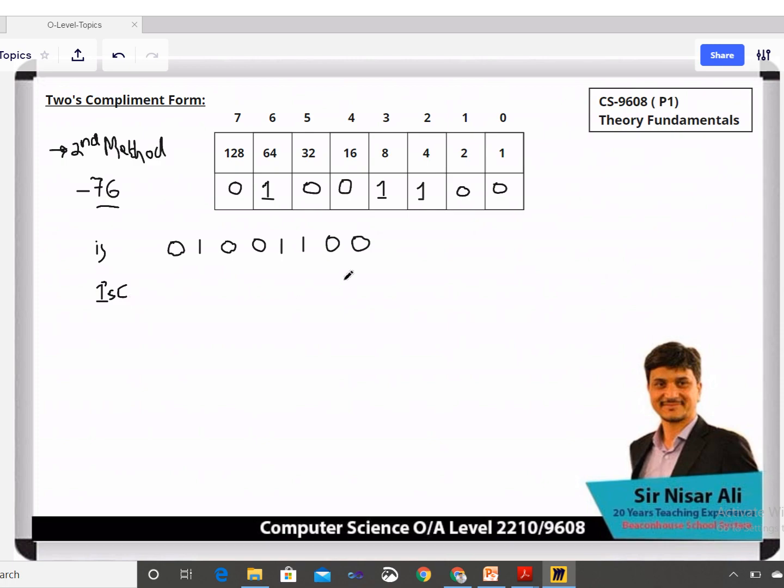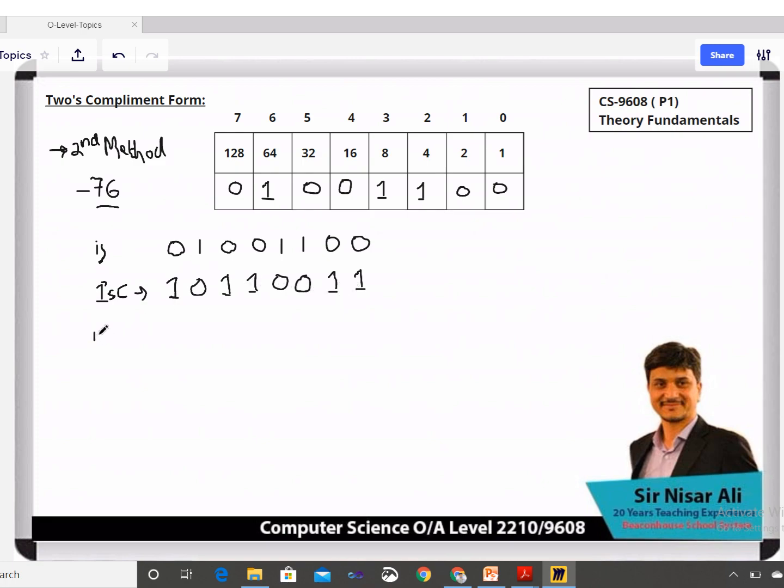So what is 1's complement? 1's complement means we will invert all the numbers. So by inverting it, the 1's will be converted to 0, and 0's will be converted to 1. You can see I'm just inverting the whole number. So we have inverted the numbers, and the number will look like this: 1 0 1 1 0 0 1 1.